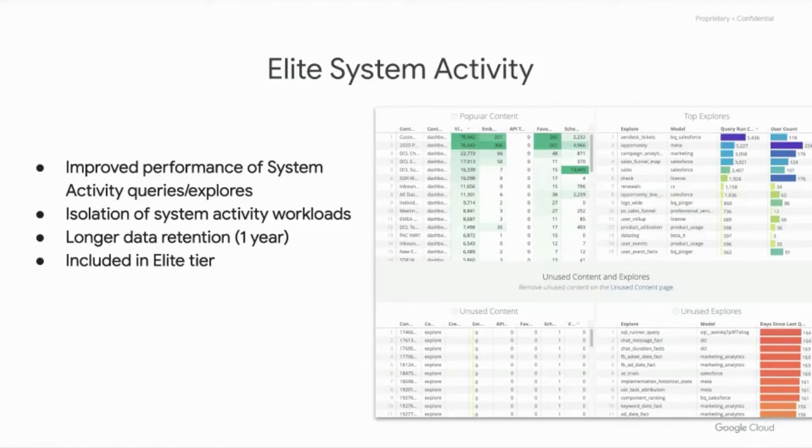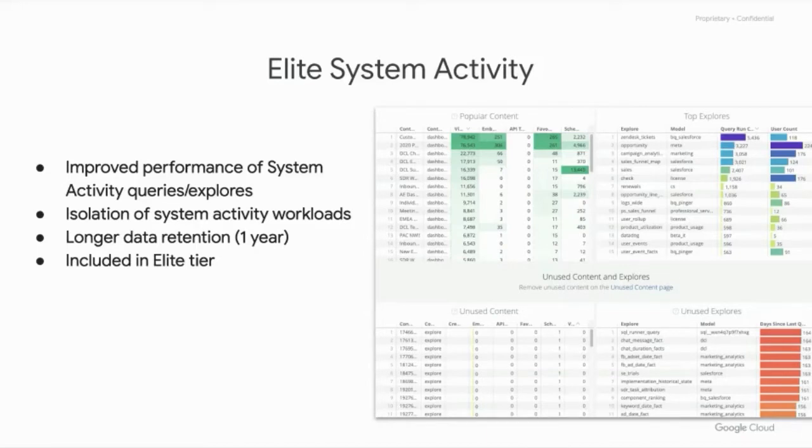In talking to many of our customers, we've heard several challenges with the existing system activity performance that we've improved with Elite System Activity. One is around the performance of the actual system activity queries. These can be very large queries because in large Looker deployments, you can have thousands of users and millions of queries being executed. So what we've done is we've introduced a new store for the system activity data that's separate from your Looker database. This offloads the processing of queries that you're used for system activity and gives you faster performance and isolation from your existing Looker use cases.